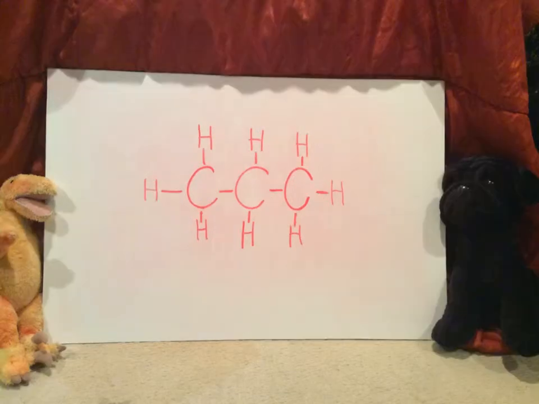When it's abbreviated, every 2 electrons get abbreviated as a line, so your final structure would look like this.